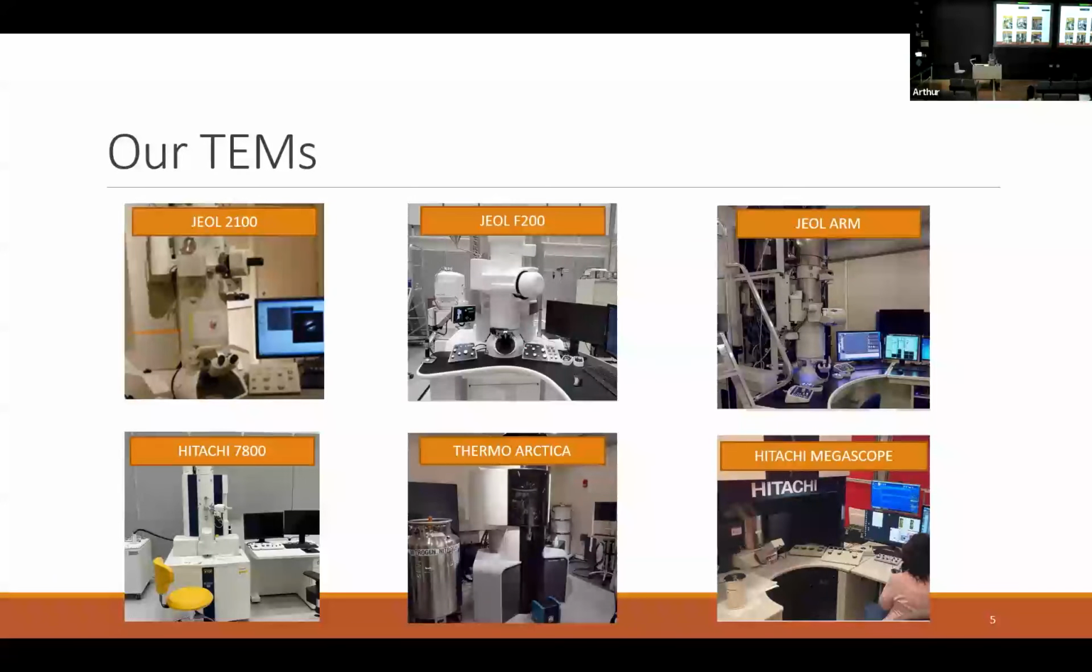And then on the right-hand side, we've got our two aberration corrected microscopes. These are going back to the materials side again. We've got the JEOL ARM, which is what I spend most of my time on, and then the Hitachi Megascope. I believe David is giving a talk in a few weeks about everything that this tool is going to be able to do. But for our purposes today, on talking about EELS, it's these two microscopes that have the EELS systems in our center.